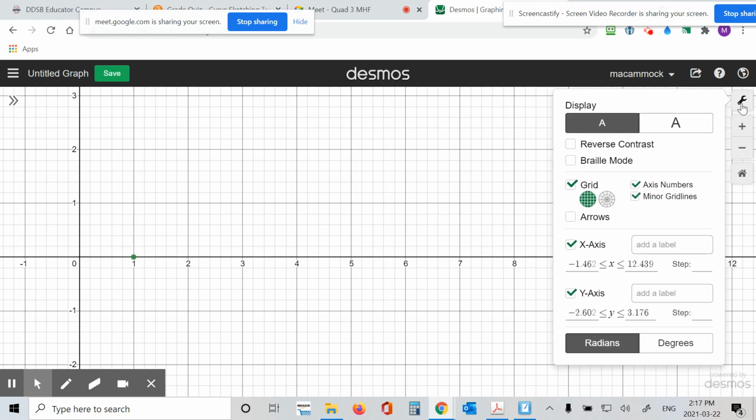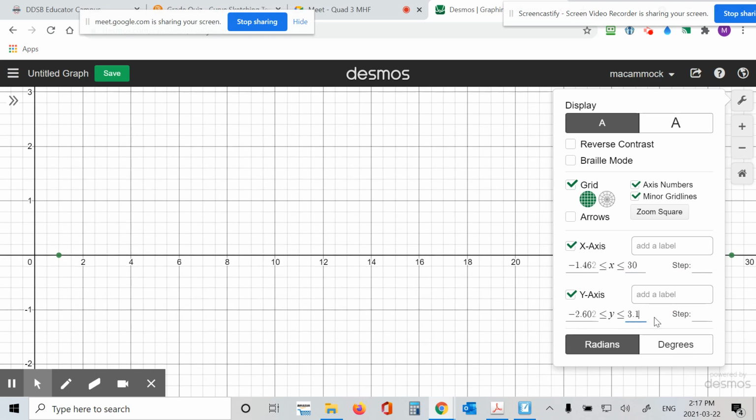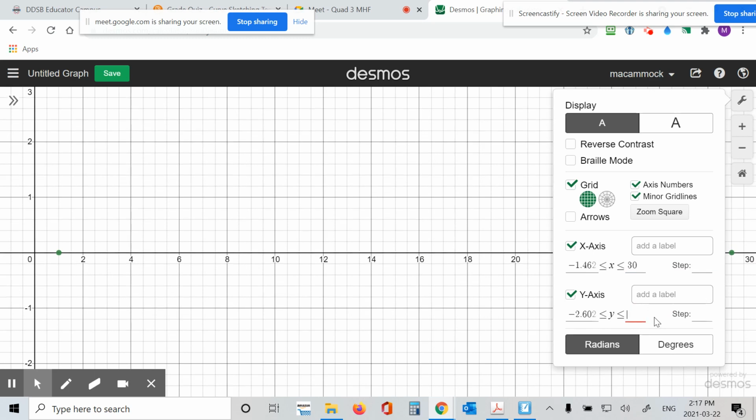So you saw where I went to the little wrench in the top corner. I'm going to change my x-axis. I need my x-axis to go to at least 29, if not more. I put 30, right? And then on my y-axis, I know I need to get up to 100. So I'm going to put maybe 100. And I don't want to just make it exactly equal to 100. I'm going to make it 120.